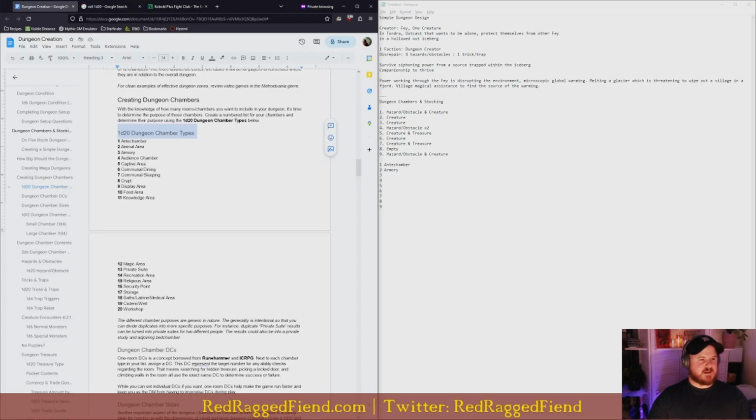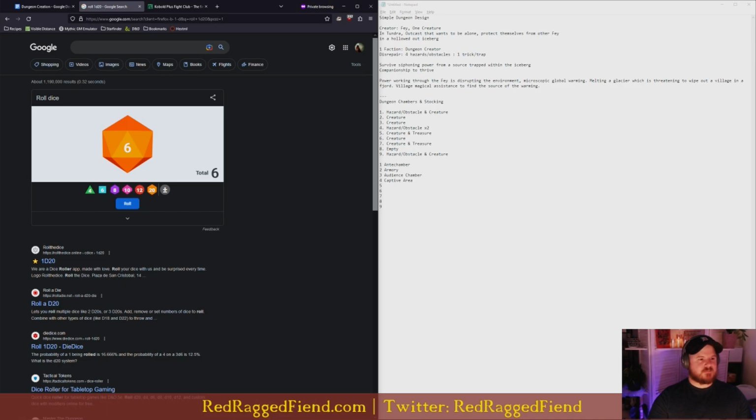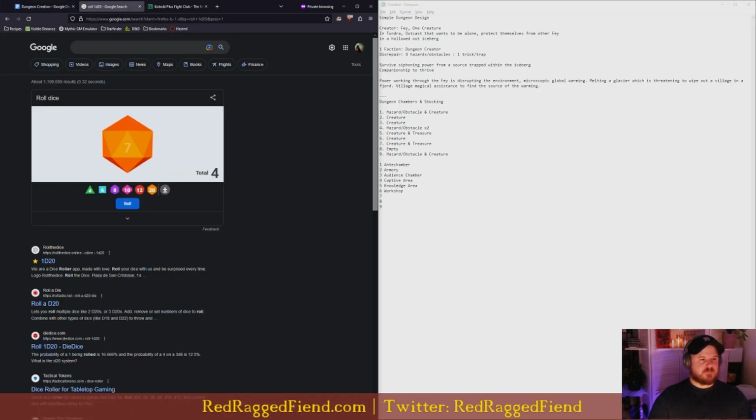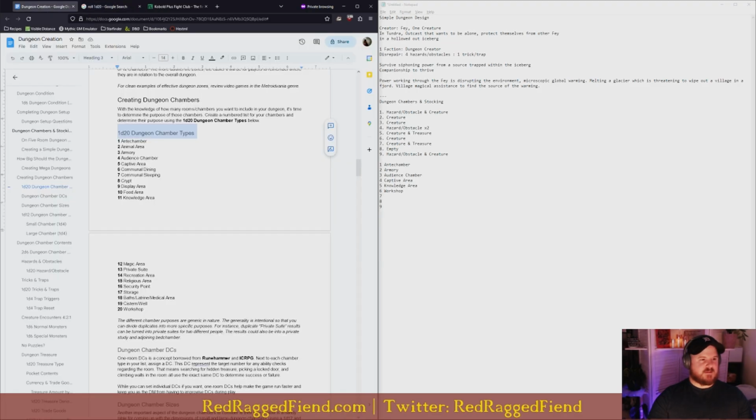A 5 and a 6. An audience chamber and a captive area. Interesting. 11 and 20. So a knowledge area and a workshop. 7, 5. So a communal sleeping area, probably pretty solo for us, but we only have the 1 guy or girl, we don't know yet, or something in between.